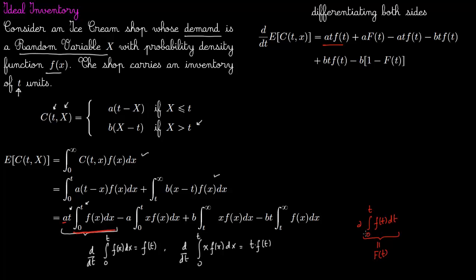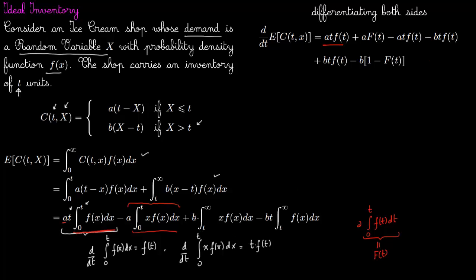We should be writing from minus infinity to t, but that does not matter here because both the stock as well as the random variable are positive. So you get a f of t minus, so now we are worried about the second part. In the second part there is only one function of t, that is this. So we differentiate this, you get t f of t. So you get minus a t f of t.